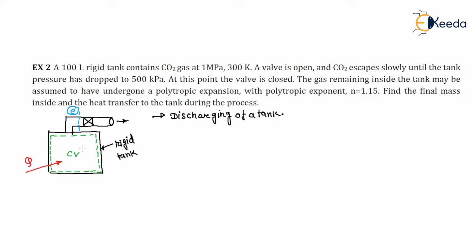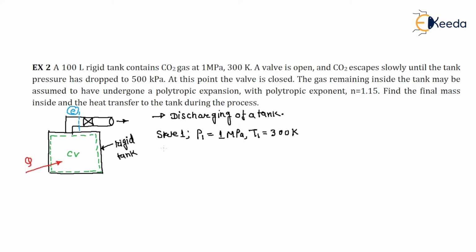So what is the state given here? The first state is given. What is that? P1 is 1 megapascal. This is the initial state of the tank, and T1 is 300 Kelvin, right?